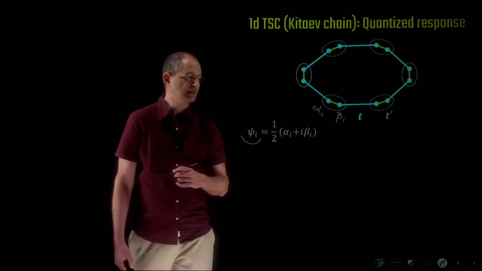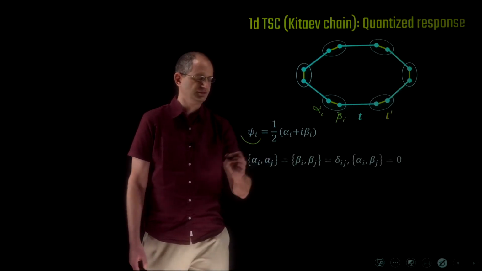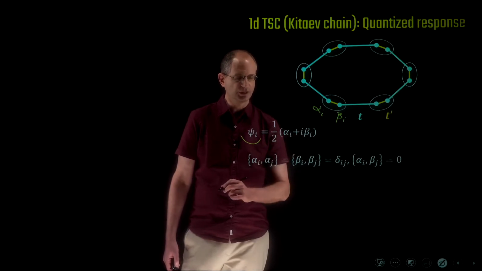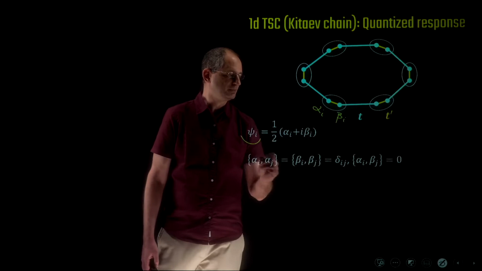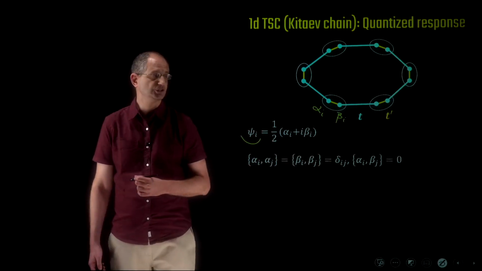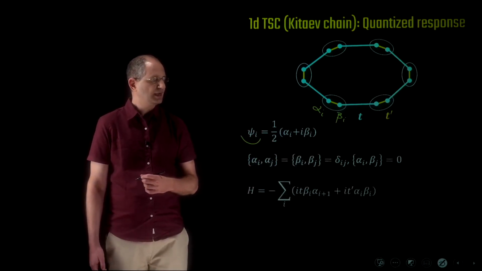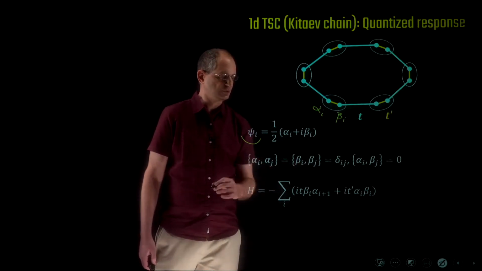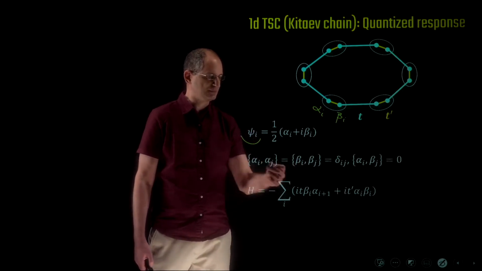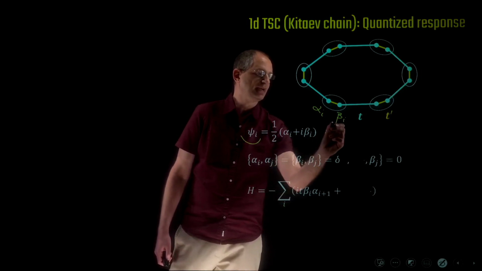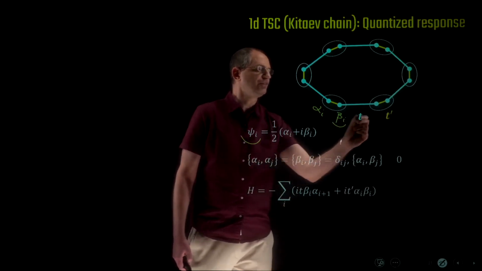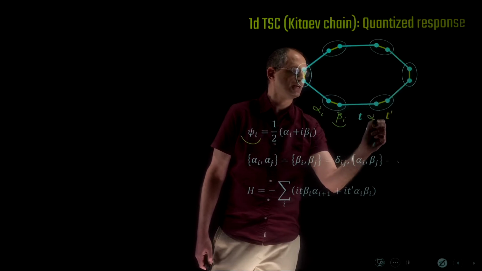And our Hamiltonian has two terms in it. Okay, so these Majorana operators satisfy the usual canonical Majorana anti-commutation relations. Okay, and our Hamiltonian has only two types of terms. There's one term that couples beta_i to alpha_{i+1}, the next site.